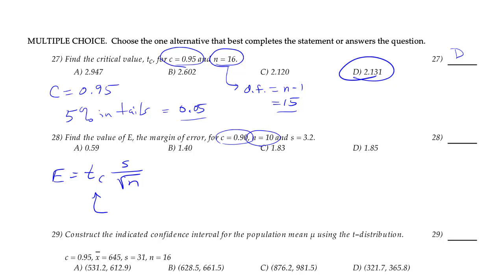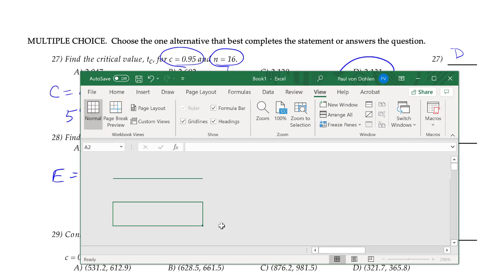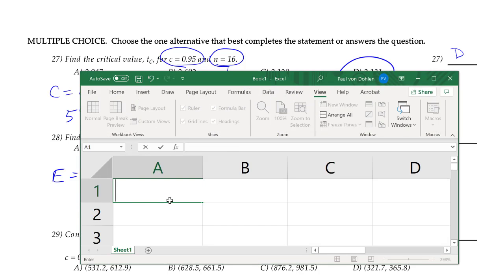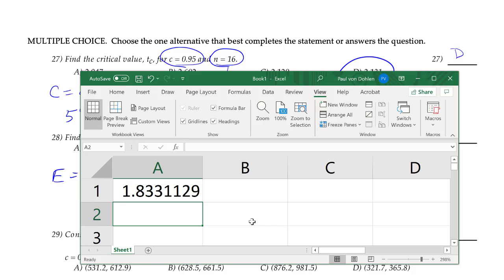So we have a 90% confidence level, but that leaves us 0.10 in the tails. And we have degrees of freedom as 1 less than the sample size, so 9. So I have to go look that up. So t, I forgot the equals, t dot inverse two tails, 0.10 and 9, 1.833.